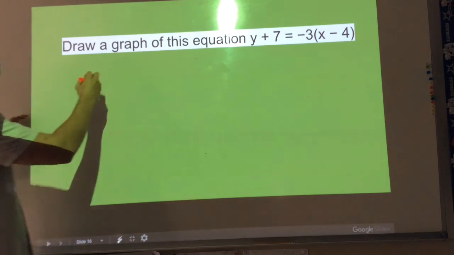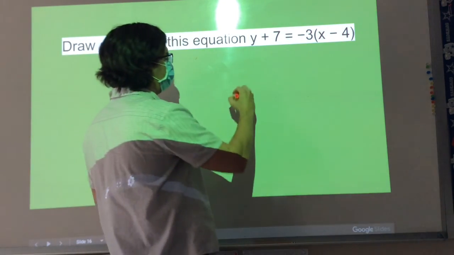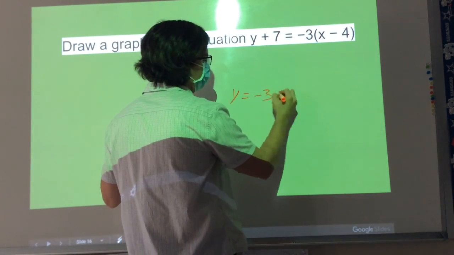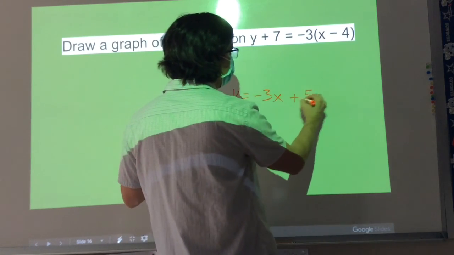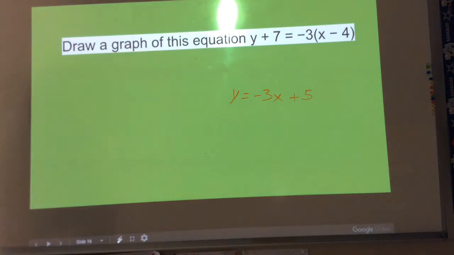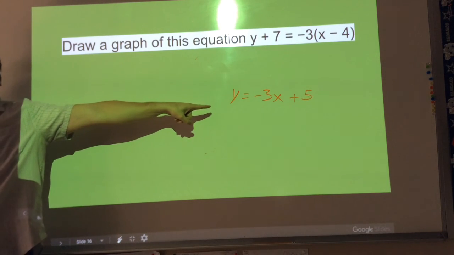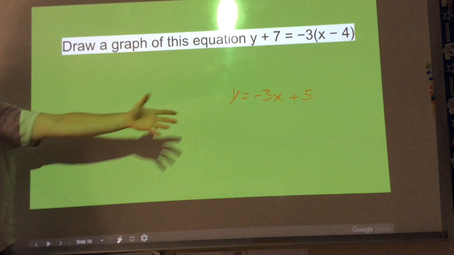Bennett, you want to give me the answer? It's y equals -3x plus 5. Do we agree? Yes. Okay. Do I need to work it out or are we okay? No, we're okay. Same question. If you had 4 graphs, could you tell me which one matches that? Yes. We feel confident with that skill?